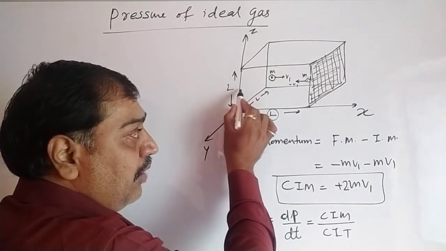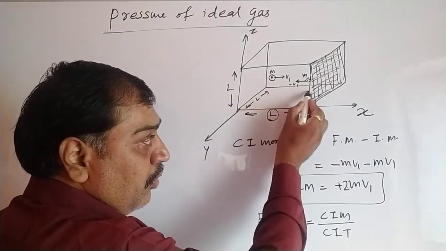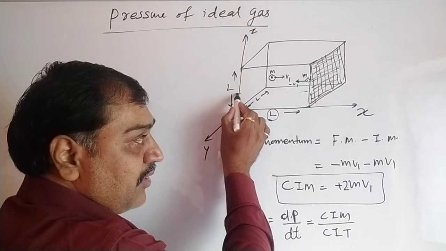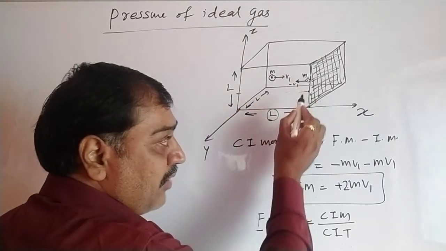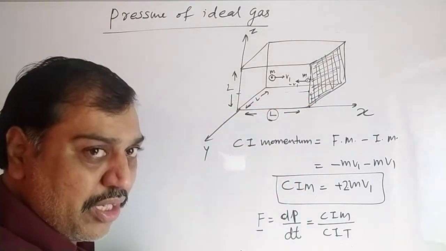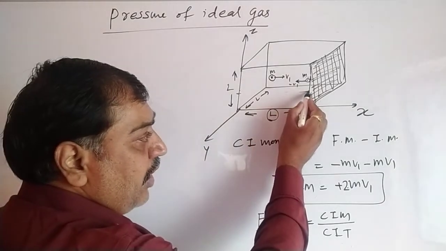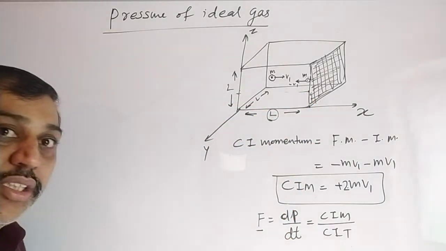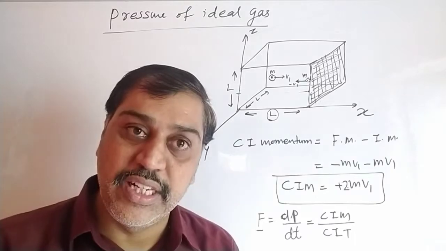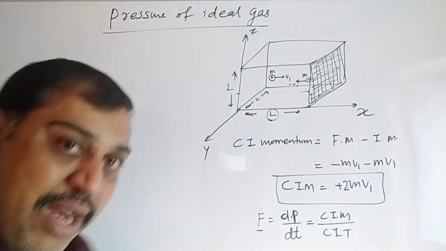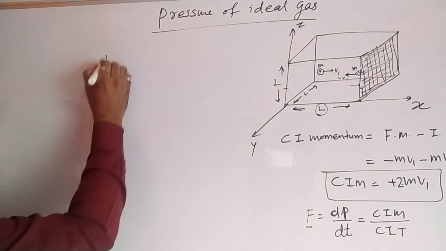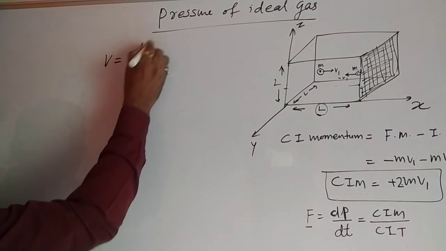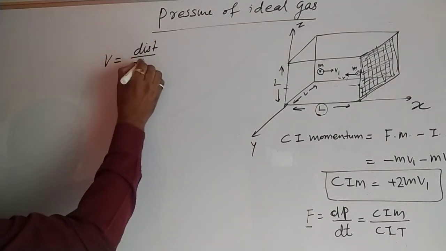So the molecule collides here, goes back here, travels distance L, again comes back to the same place, and again it will collide. So how much total distance has it travelled? Here it goes L, again comes back here, it is twice L. Total distance between two successive collisions at the same point is twice L. We know the equation for velocity. Velocity is what? Distance divided by time.